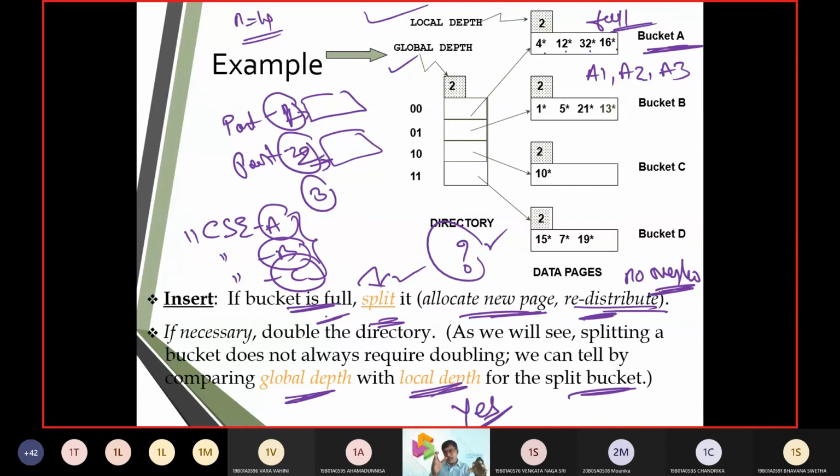If the bucket size is full, then serial episode 1, serial name episode 2. So in this way, we have to keep the constant bucket there, followed by part 1, part 2, part 3 we are going to include. So it will be A1 followed by A2 followed by A3.